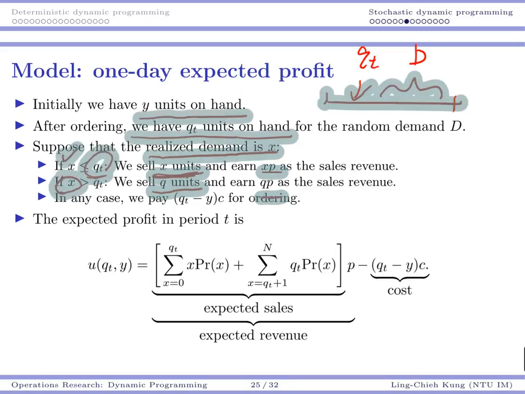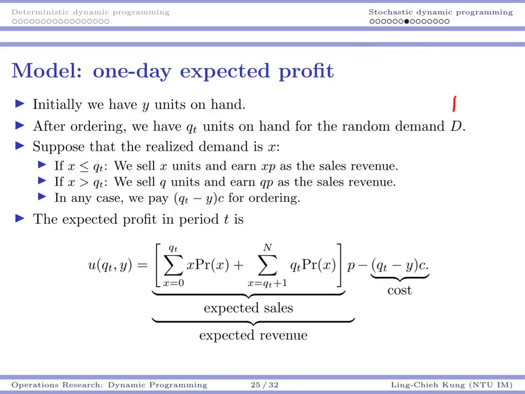In any case, as long as you make an order, it's going to cost you QT minus y times c, because QT is your order up to, y is your current level. So QT minus y is your order quantity, times c, that gives you your ordering cost. So combining all the things, our expected profit in period T can be calculated in this way. First, we have expected revenue. Second, we have cost. Cost is certain. As long as you know how many to order, that's going to create some cost for you, okay?